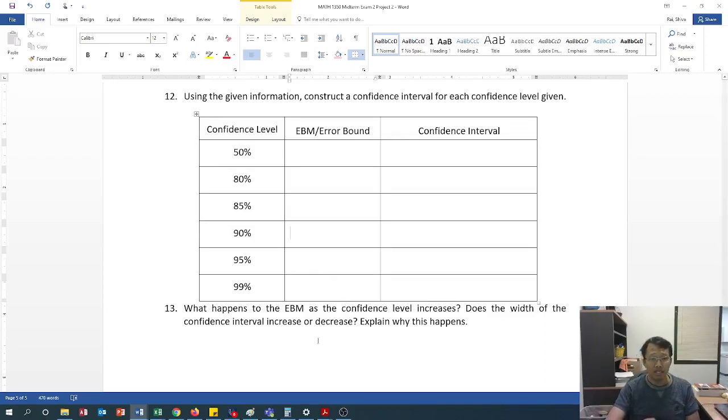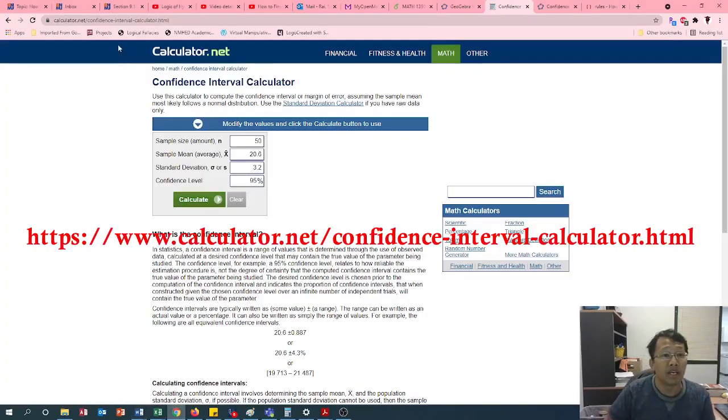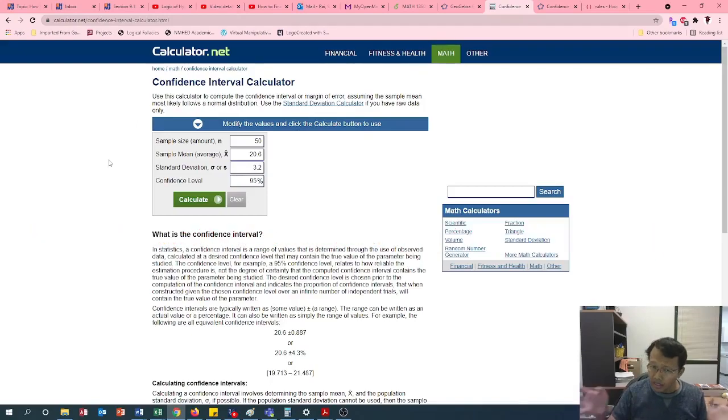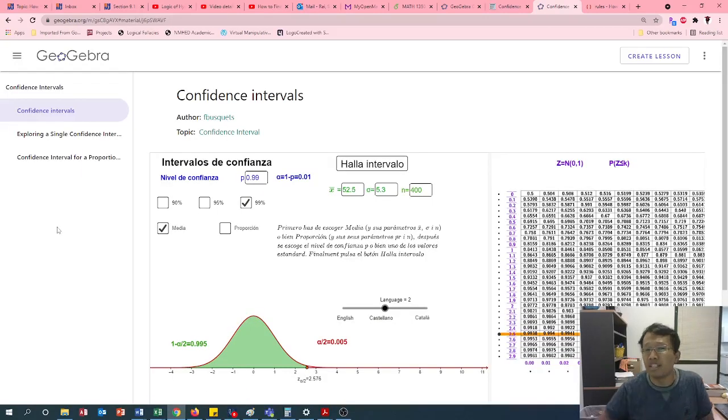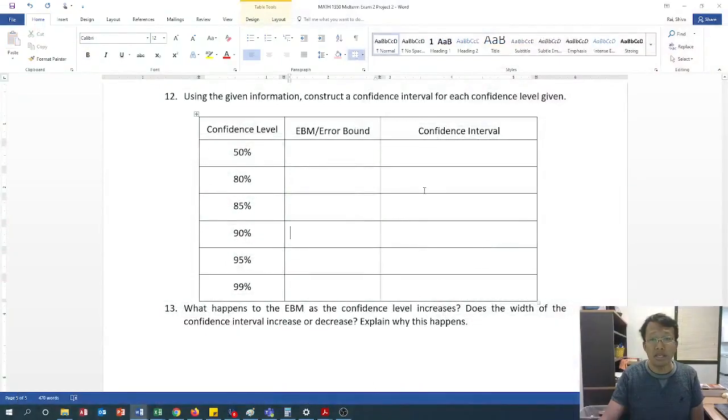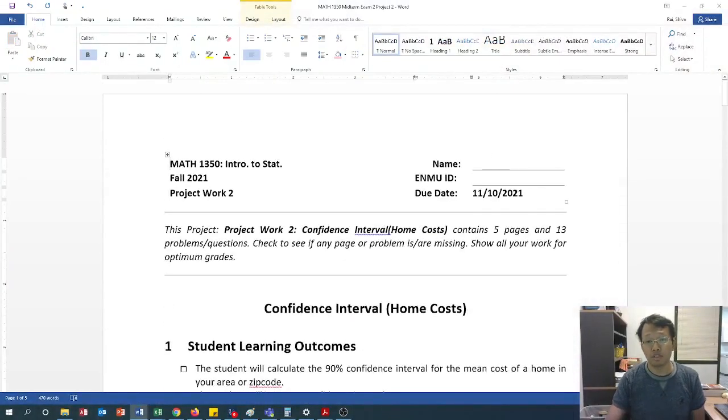For this one, again, please go to this website, calculator.net confidence interval calculator.html, or you may use any confidence interval calculator. You can find a confidence interval calculator anywhere. Please do that. And finally, you must write down your name and everything over here. Don't forget to do that and send it to me, or upload it in the project work section, and you should be able to do that quite easily. All right, thank you all. Bye bye.